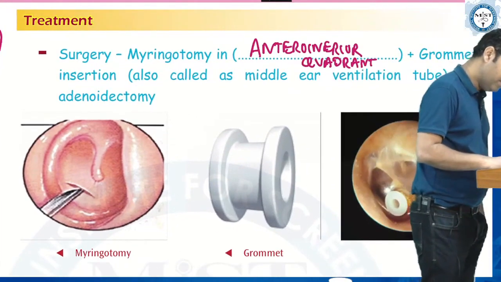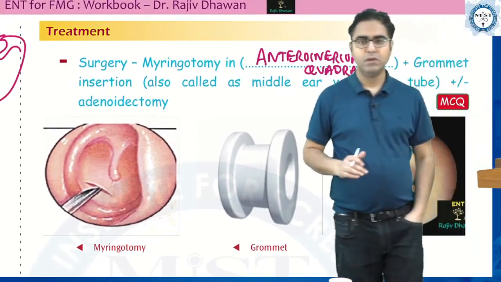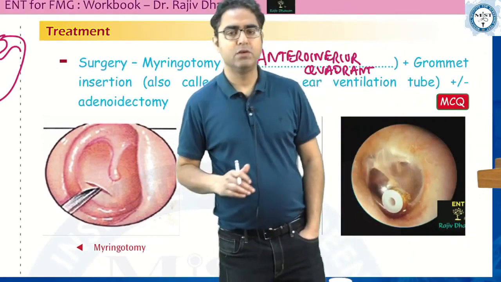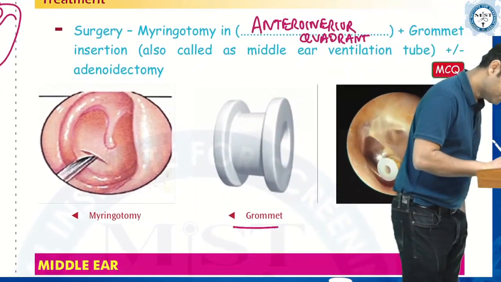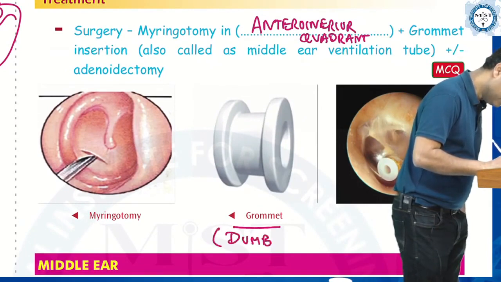Plus grommet insertion. This is the grommet. Grommet is of which shape? Dumbbell shape.